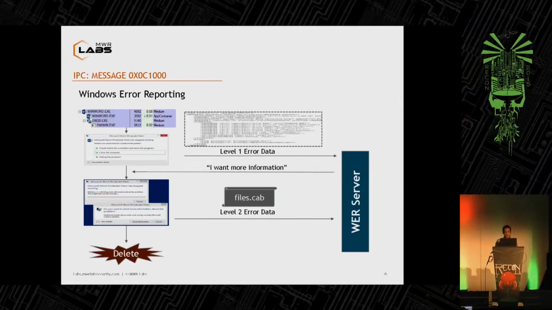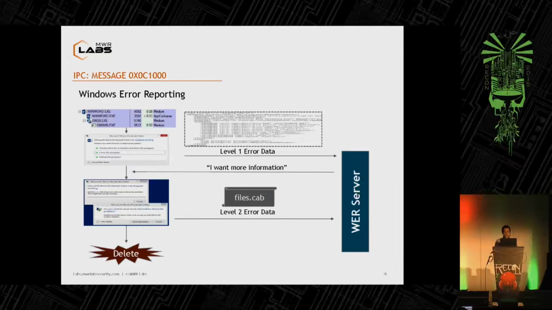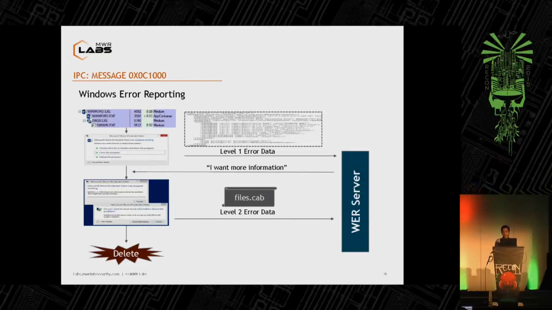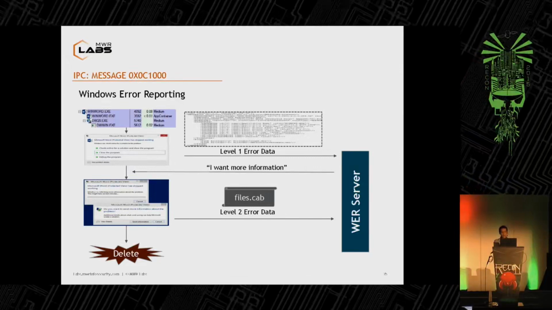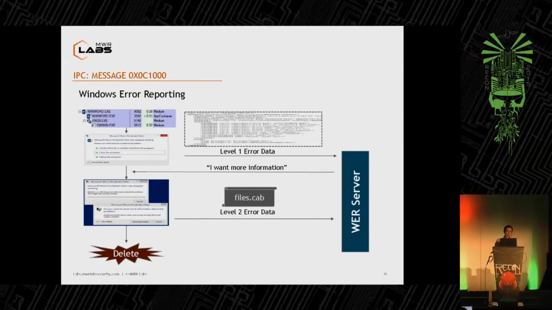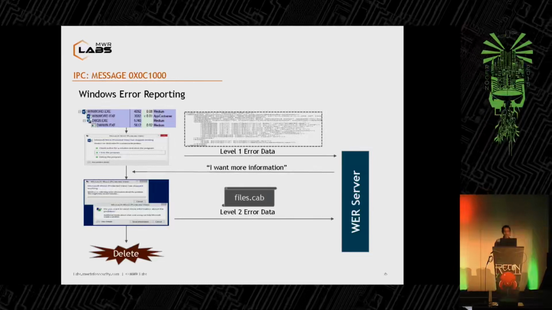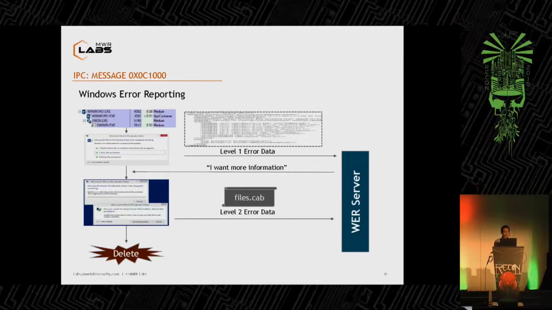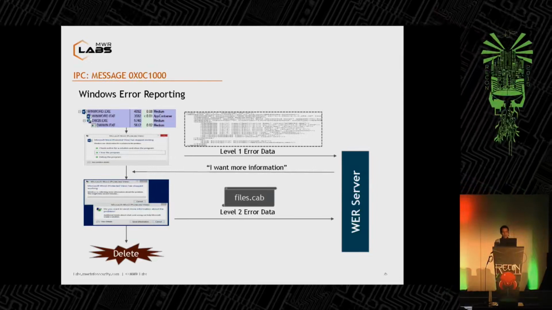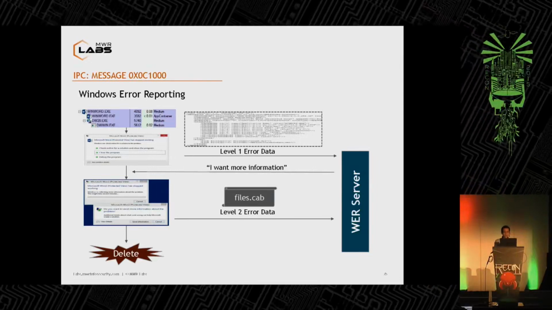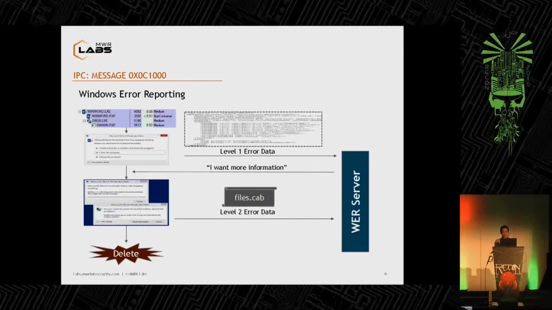At the server end, it will decide whether this error is interesting enough or unique in its database. And if it is interesting enough, then it will ask the application for level 2 data, which would consist of the files that I mentioned earlier. And these files are compressed in a .cap package. After sending, dwin will clean up by deleting these files in the local system.